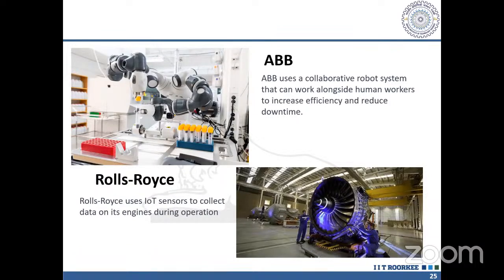ABB Robotics also implemented Industry 5.0 principles in its manufacturing process. ABB uses a collaborative robotic system that can work alongside human workers to increase efficiency and reduce downtime. They use AI algorithms to learn from human workers and optimize its performance over time. ABB uses the cobotic system to automate the assembly lines of electronic components, and they also use machine learning algorithms to optimize the assembly process and also improve the product quality.